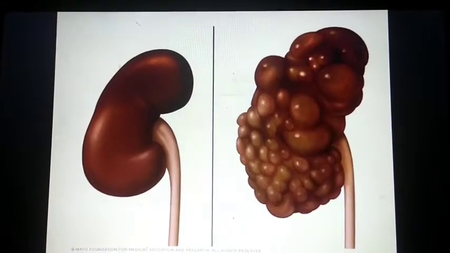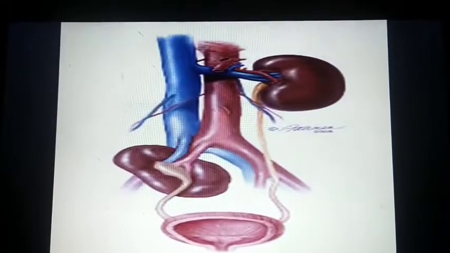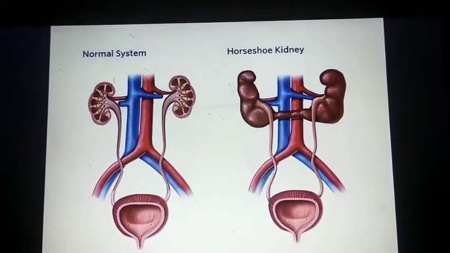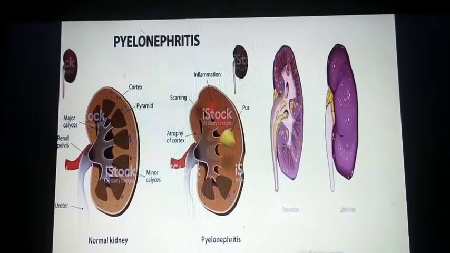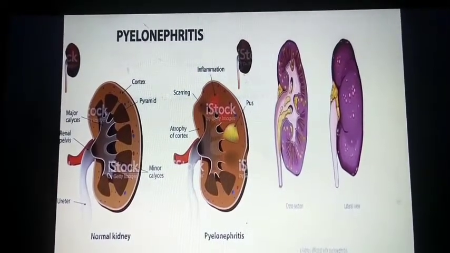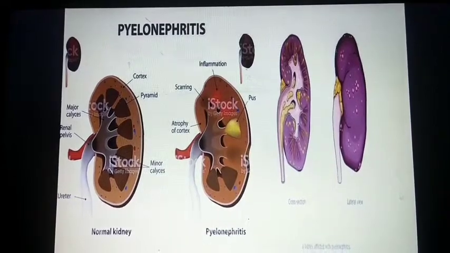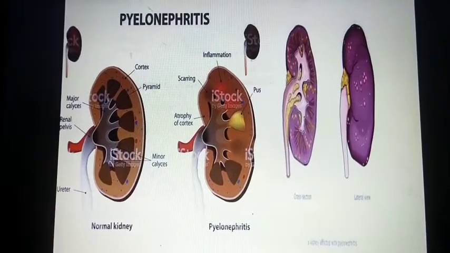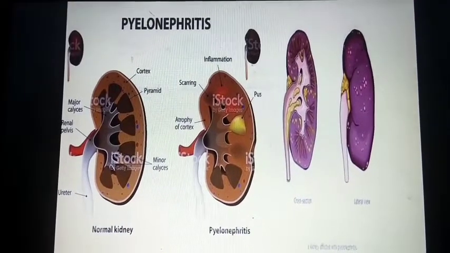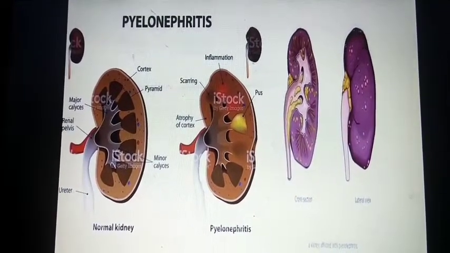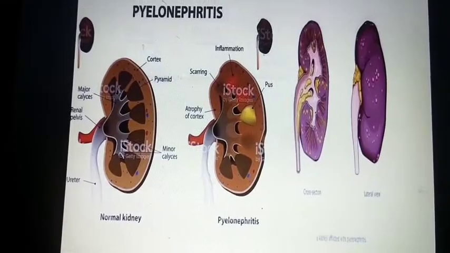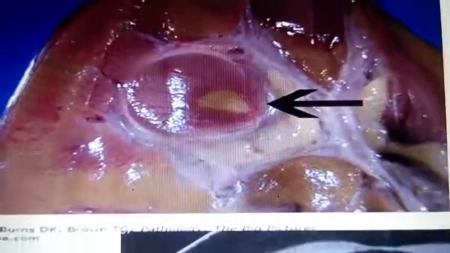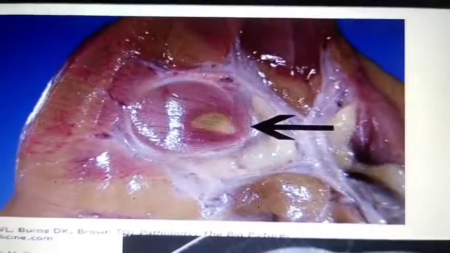This is a polycystic kidney. This is an ectopic kidney. This is a horseshoe shaped kidney. This is pyelonephritis, or pus collection in the pyramids of the medulla. Pyelo means pus, nephritis means inflammation. It is also called pyonephritis. And see here in this pyramid there is a collection of pus.